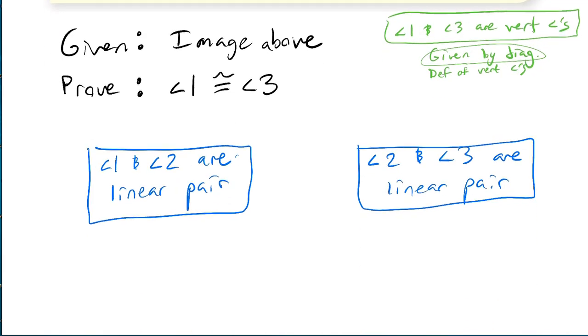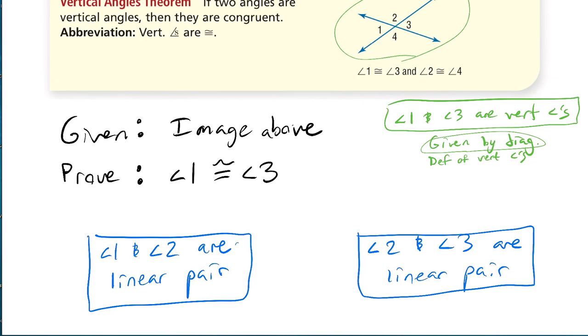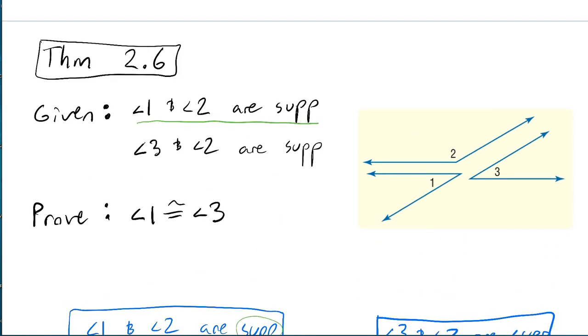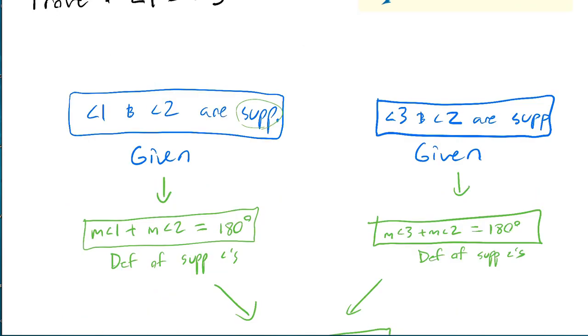So that's what we're doing with linear pair to start. We're saying, oh, okay, well, angle 1 and angle 2 are linear pair. Angle 2 and angle 3 are linear pair. Those are both given in the diagram, okay? And what I want to prove is that vertical angles are congruent. So I'm aiming to prove that angle 1 and angle 3 are congruent. Now, you might see where we're going, right? We just did a very similar proof right here, okay?